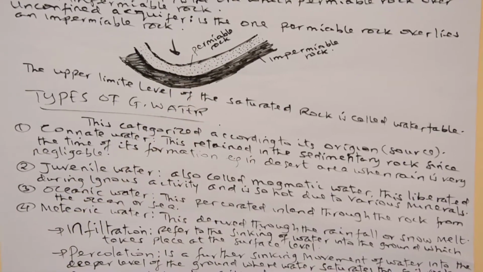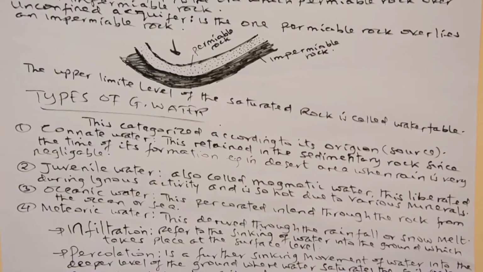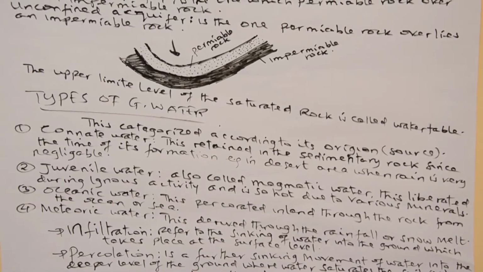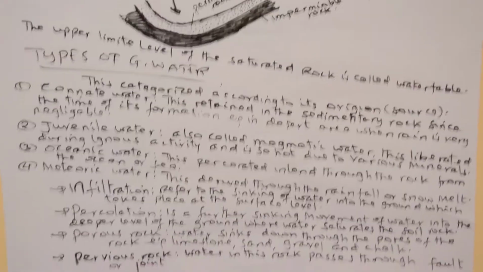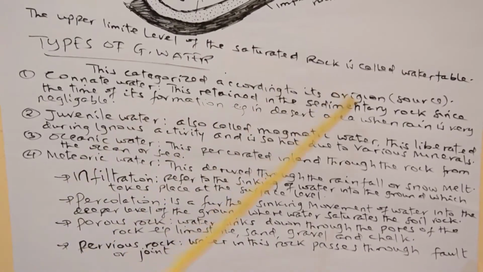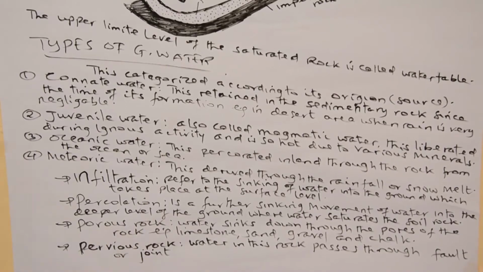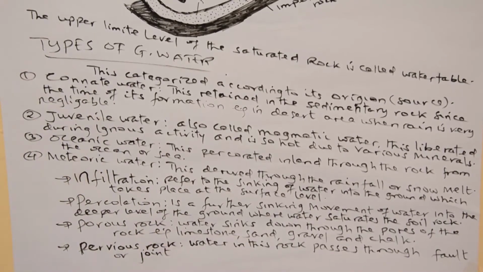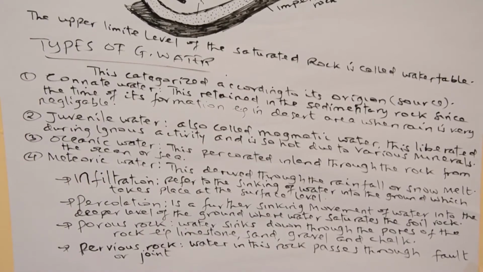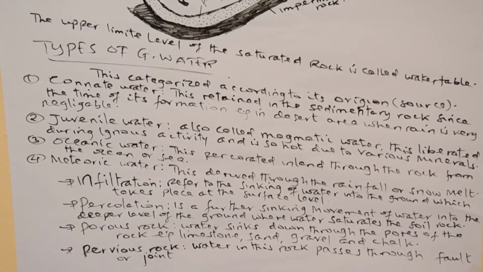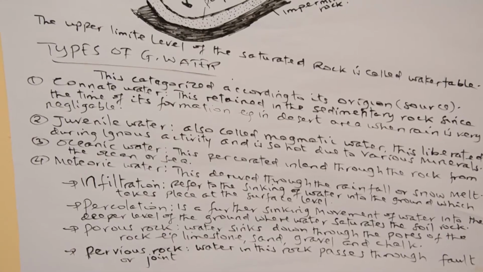Dear students, let's describe the types of groundwater. This is categorized according to its origin or source. Dear students, you have to remind yourself that groundwater is the water which can be found within the earth's crust. This is due to the penetration of water which has come from the atmosphere.